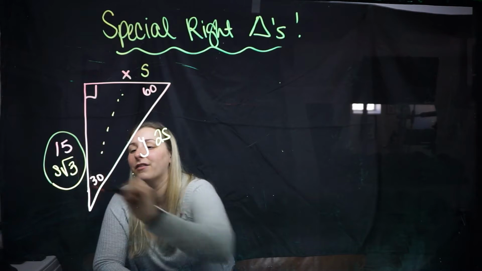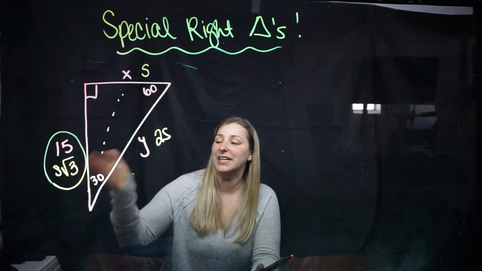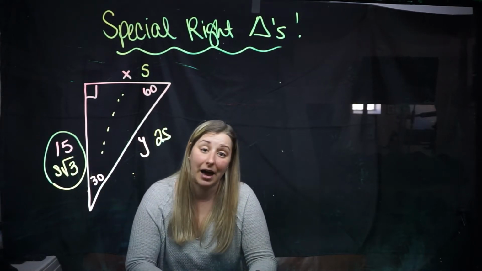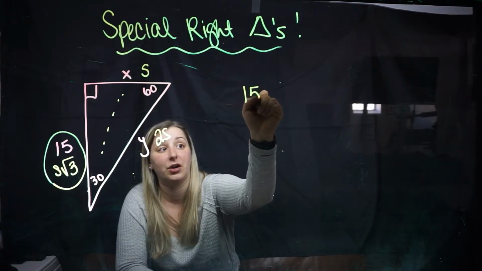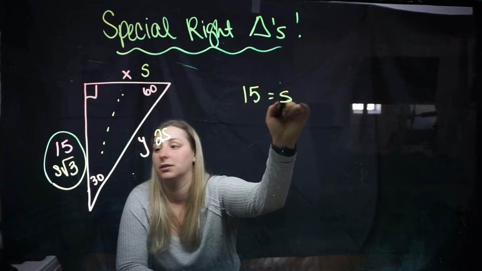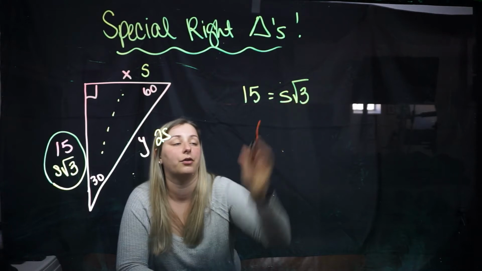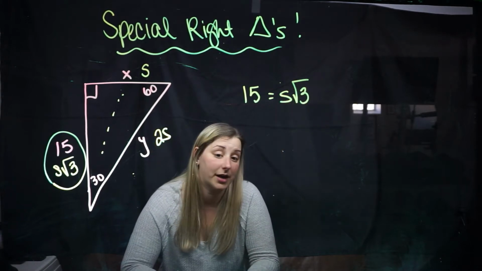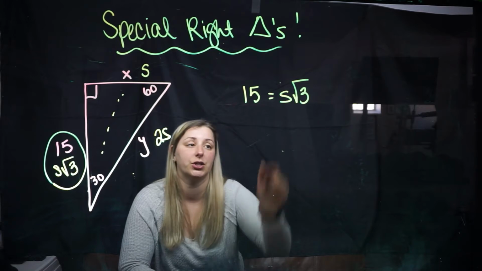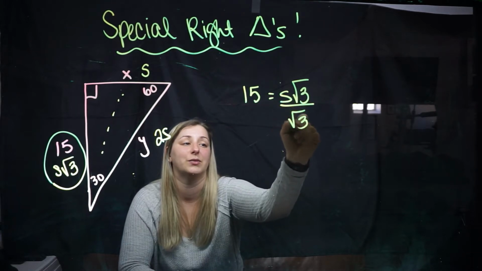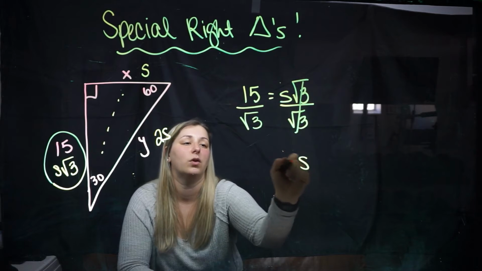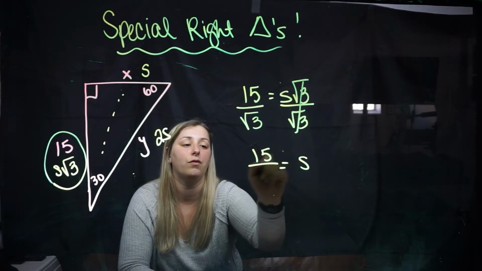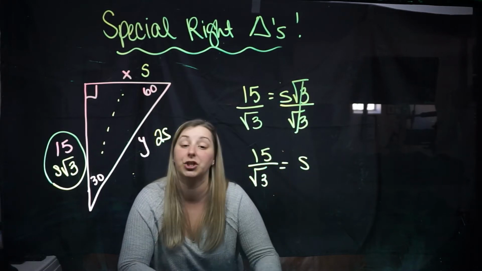So we always start by circling what we have. We have 15. 15 is the S rad 3 side. So I'm going to go ahead and write that out. 15, or set that equation equal to S rad 3. So if we're solving for S here, we have to obviously isolate. So we're going to divide by that rad 3 since it was connected by multiplication in the first place. We know S is equal to 15 over rad 3, but remember we do have to rationalize.